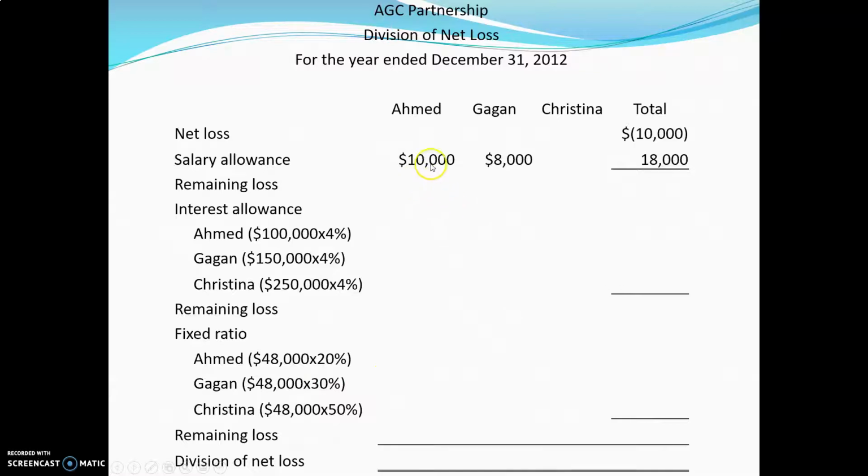So Ahmad got a salary of 10,000, Gagan 8,000. That's a total of 18,000. Our net loss was 10,000. What do we have remaining after that? Well, now we end up subtracting, and it ends up turning to a loss of 28,000.